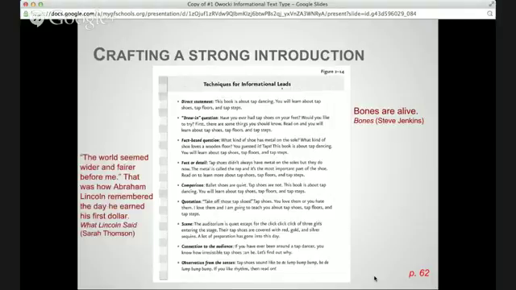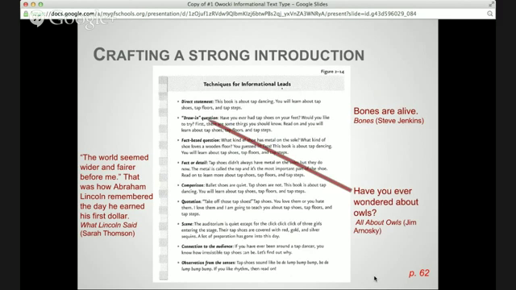Here out of Lincoln's, what Lincoln said, the world seemed wider and fairer before me. That was what Abraham Lincoln remembered the day he earned his first dollar. Quotation is an excellent way of bringing in and hooking that reader, keeping them engaged. Have you ever wondered about owls? Students will say, oh, that's a draw-in question.